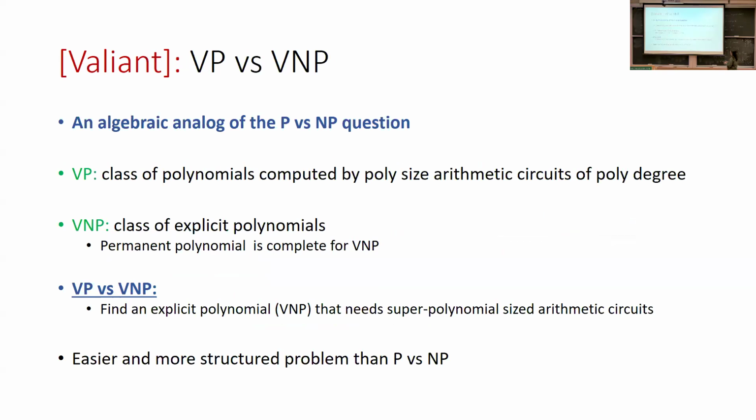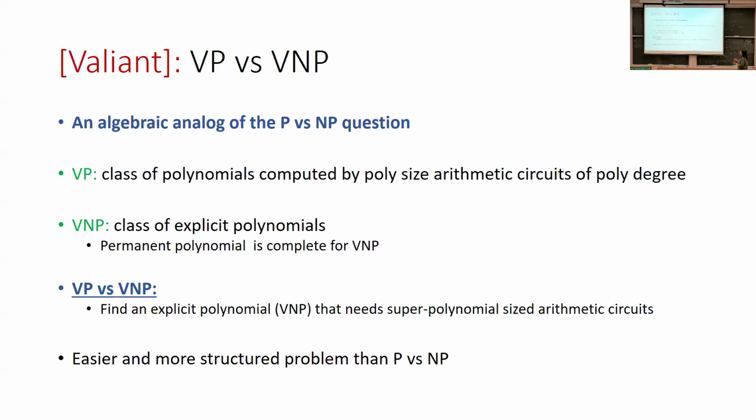So Valiant in the 70s defined the VP versus VNP question as the algebraic analog of the P versus NP question. And so VP is the analog of P. VP is the class of polynomials computed by polynomial size arithmetic circuits, those polynomials which have small arithmetic circuits computing them. VNP is the algebraic analog of NP. It's the class of explicit polynomials. And I don't want to describe it too carefully, but the permanent polynomial is complete for VNP.